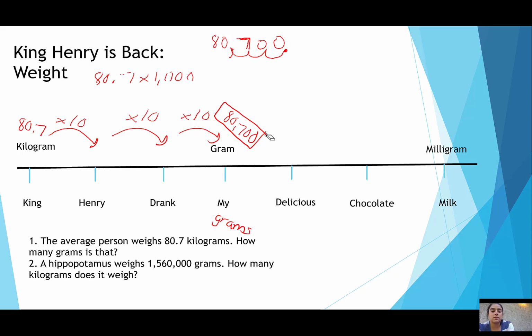Okay? Now, a hippopotamus weighs 1,560,000 grams. So let's put that here. How many kilograms does it weigh? So let's see, how many place values or how many spots am I moving up? I'm going 1, 2, 3. That's 1,000. But kilograms are larger than grams, so my number gets smaller. So in this case, instead of multiplying by 1,000, I am dividing by 1,000. So let's try it.